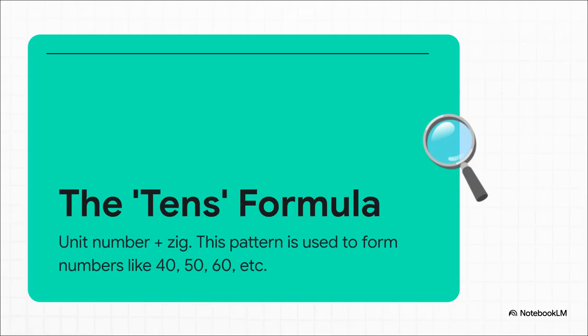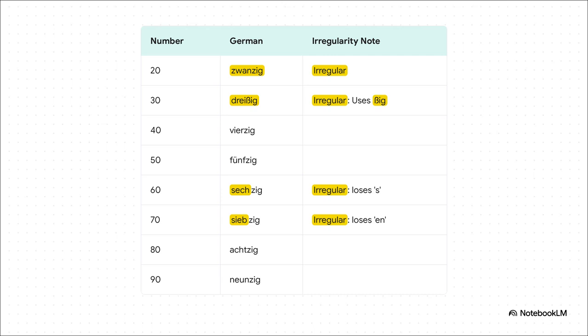Okay, let's keep building. Now for the tens. We're talking 20, 30, 40, and so on. We use a really similar formula. But this time, the magic suffix we add is zig. So 4 becomes 40, 5 becomes 50. See? It's a pattern. But just like the teens, you gotta watch out for a few little quirks. 20 is 20, a little bit of an oddball. 30 is 30, which uses that special chic ending. And hey, look at 60 and 70. They follow the exact same shortening rule we saw before, becoming sechzig and siebzig.